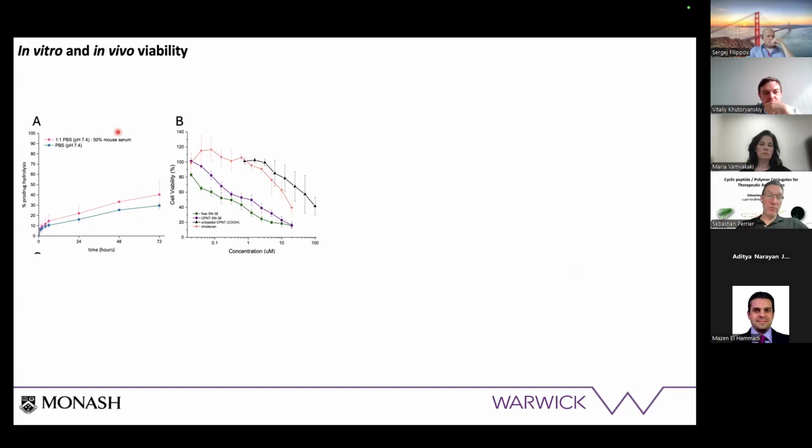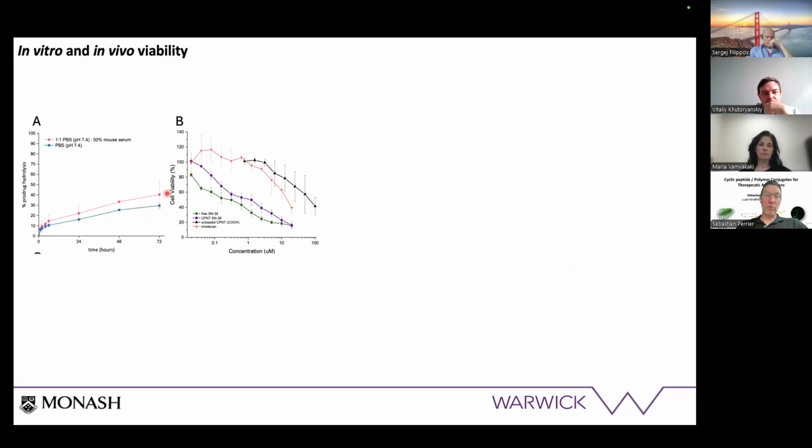So we look into first the analysis of the drug. So we're comparing PBS as a control with mouse serum, and we found that we do have hydrolysis of the drug. So we are releasing the drug. So the concept is working. I think here, this graph is the most important.